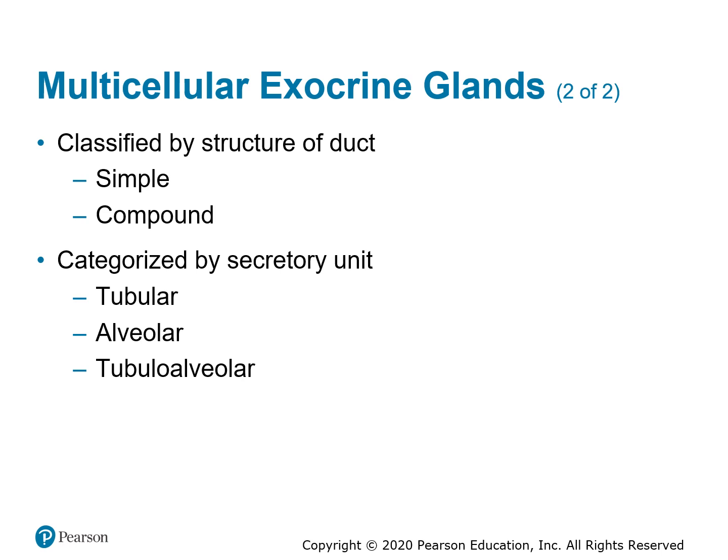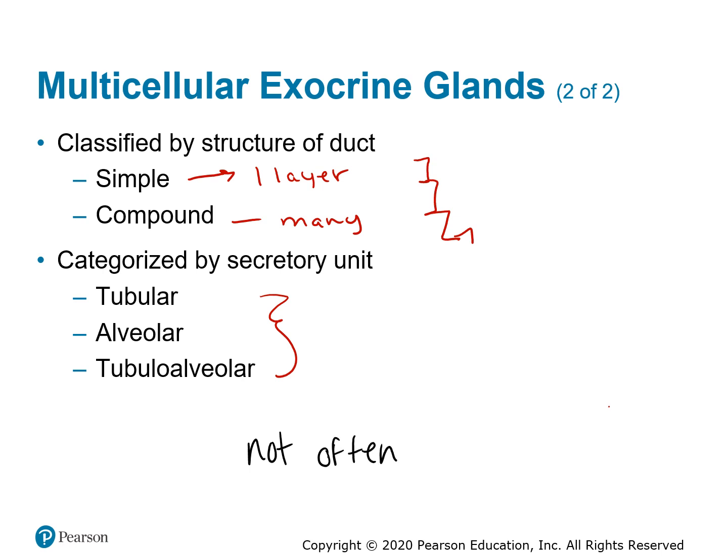This is just kind of discussing how those multicellular glands are classified. They can be done so in a couple of ways. They can be simple or compound, and we'll see this more on the next slide. So simple being probably just one layer of duct. Simple is simple. Compound has many. And its secretory unit can be all of these different types: tubular, alveolar, or tubulo-alveolar. We don't do much in terms of describing them like these. They're not often described like this, but they are a way that some scientists, some anatomists will describe the multicellular exocrine glands.